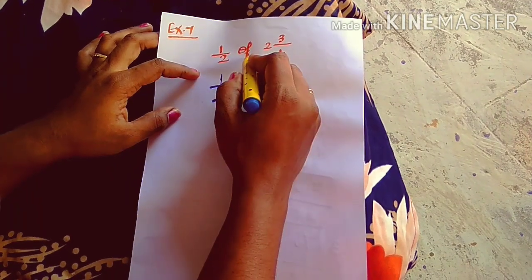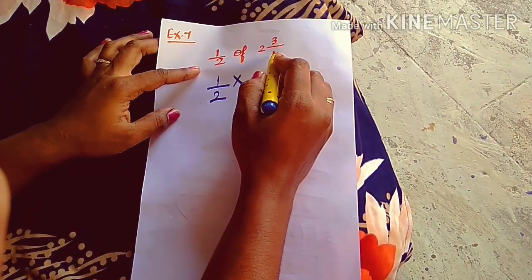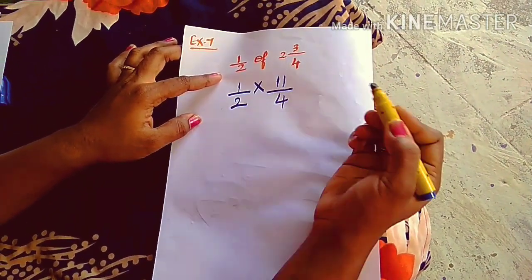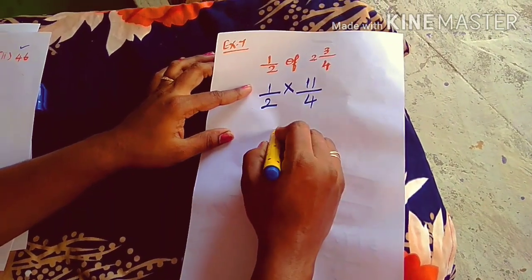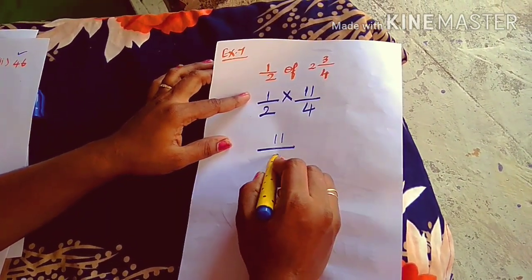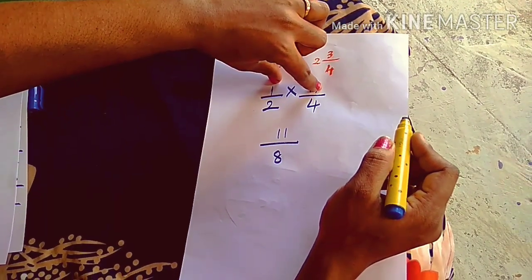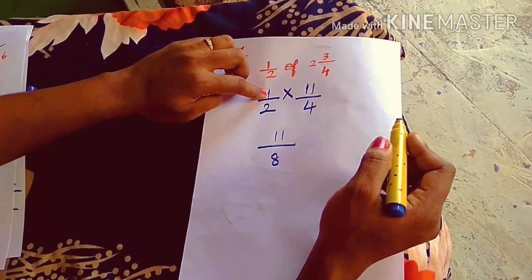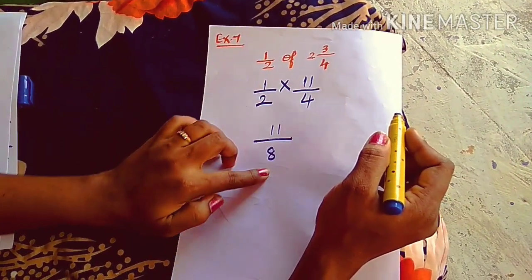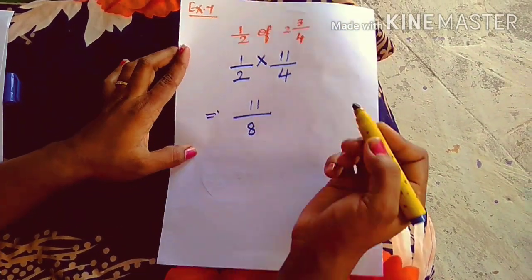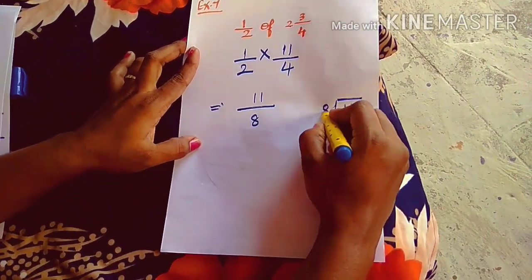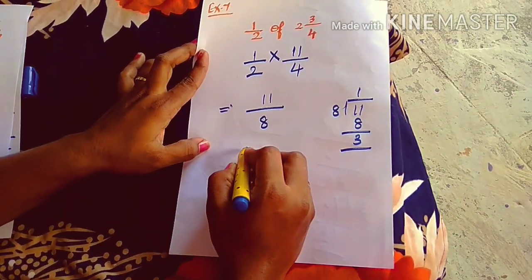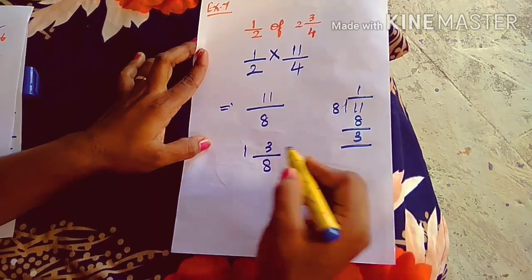Last sum. 1 by 2 of, and of means multiply. So convert this mixed into improper. 4 2s are 8, 9, 10, 11. 11 by 4. Now 1 into 11 is 11, 4 into 2 is 8. Like this problem, you have to multiply the numerator with the numerator and denominator with the denominator in case of multiplication of fractions. Now we can convert this into a mixed fraction. 1 8 is 8, 9, 10, 11, 3. So what is the answer now? 1, 3 by 8.